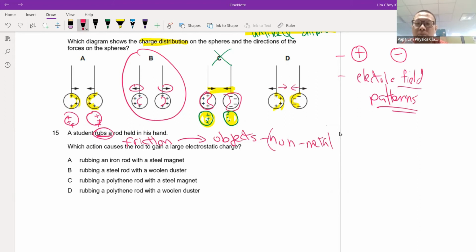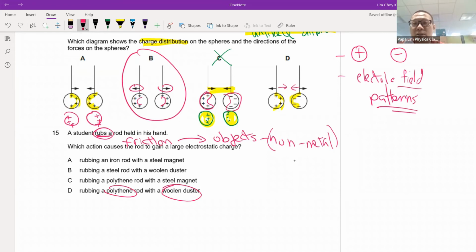For example, glass rod, perspex rod with cotton cloth, balloons with rubber, rubbing with cotton cloth or maybe silk cloth. These are all non-metal. So for rubbing, charging by friction, this technique is more suitable, more appropriate for non-metal objects. So primarily for non-metal objects, if you look at the options, the only option with two non-metal objects is option D, polystyrene rod and your wooden duster.